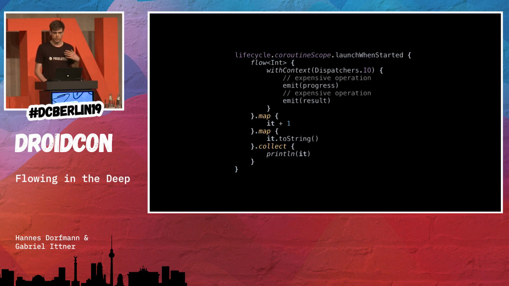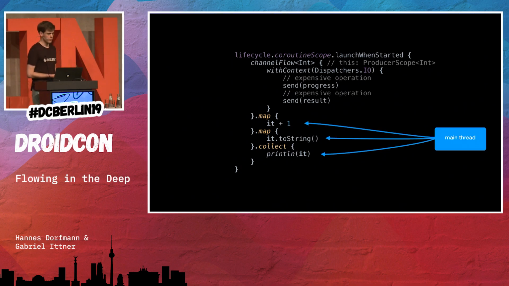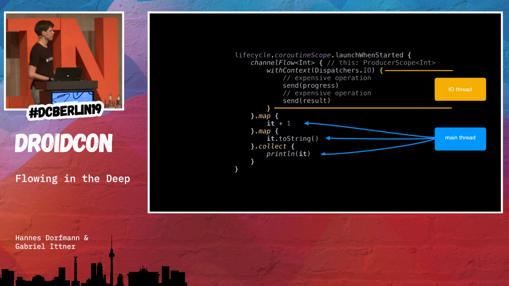So one way to actually do it would be a different builder. It's called channel flow. Internally, that one uses a channel. This, in this case, is not a flow collector, but it is a producer scope, which comes from Coroutine Channels. And instead of emit, you call send. What happens internally is that the channel then will switch context from the I/O context you're in right now when you call send to the original context, which would be the main context, and then call emit there. So in the end, the main thread would still be there for the maps and the collect, but the lambda inside the with context would be executed on the I/O thread, so we achieved what we want.